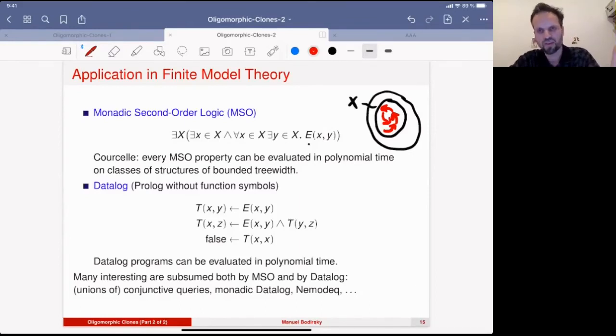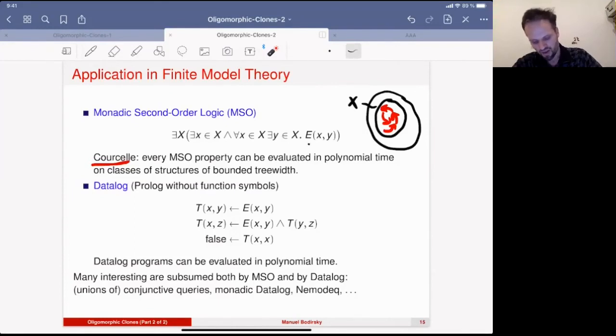So you see, MSO is a convenient tool to specify properties of finite structures. And that's how finite model theorists use MSO. It has some nice properties. For instance, MSO sentences can be evaluated in polynomial time on classes of bounded tree width. Another important logic is Datalog.